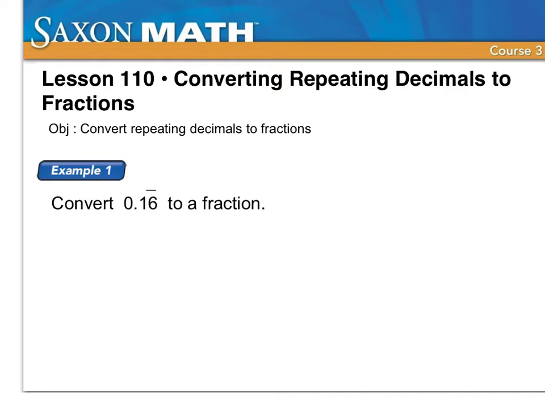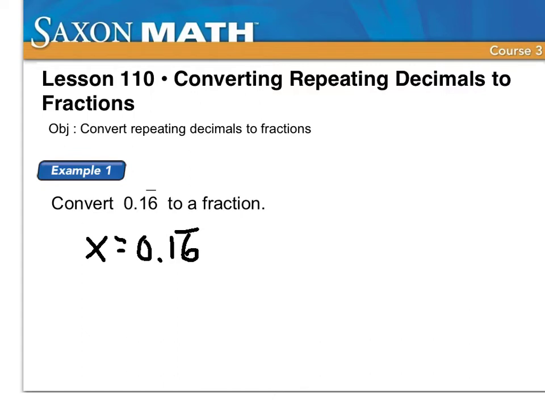Now what we're going to do, okay, is we're going to say that x is equal to 0.16 repeating. Okay? Again, x is equal to 0.16 repeating. Now, what we can do is then, if I have 1x is equal to 0.16 repeating, what we're going to do is we're going to multiply that by 10, okay?